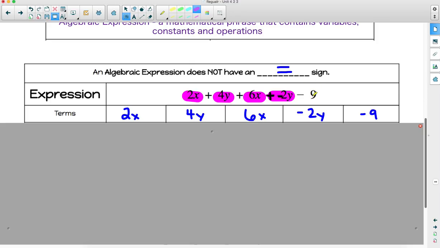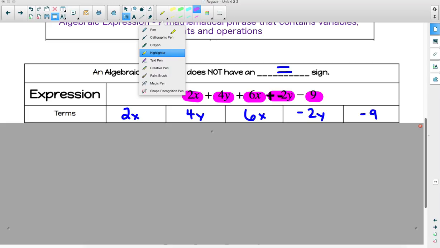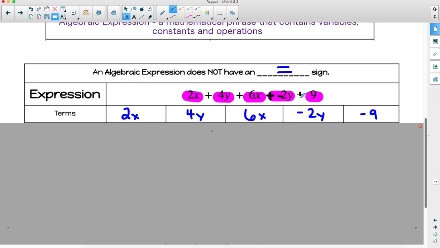Okay, so the same thing over here for another term, I put negative 9 because when we go to simplify this in the future, I am going to have you turn this into adding the opposite, so it would become adding a negative 9, and that's how I got the negative 9. So here's our complete list of terms: 2x, 4y, 6x, negative 2y, and negative 9.